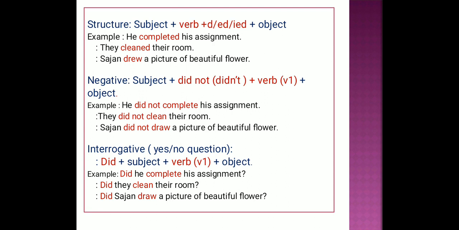When you are asking yes-no questions, put the helping verb did at the front. The structure is did plus subject plus verb plus object. For example, did he complete his assignment? Did they clean their room? Did Sajan draw a picture of a beautiful flower? Remember, you need to keep a question mark at the end of the sentence.